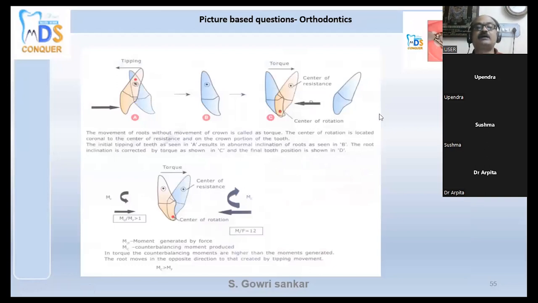So this is your torque. What happens? See now, torque. If I join my initial and final position, it is coming at the tip of the bracket or near the bracket, or it is incisal to the bracket area. In such a case, M by F ratio is 12. And in fact, I have applied more counter moment than the original force produced. This gives rise to an M by F ratio of 12, or the MC by MF ratio is greater than 1. So these are some of the points I would like to discuss regarding the mechanics.